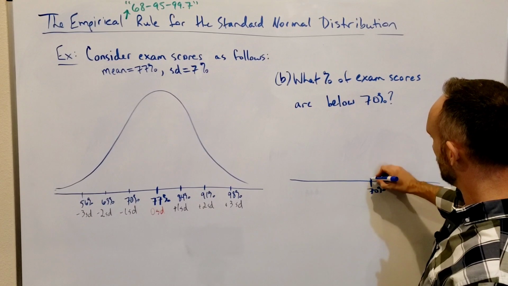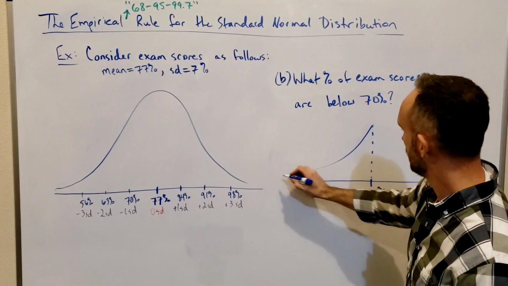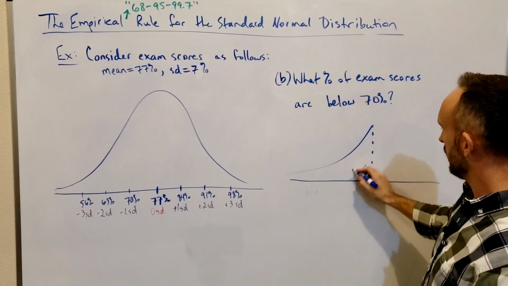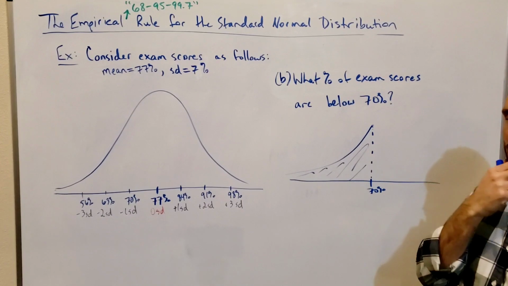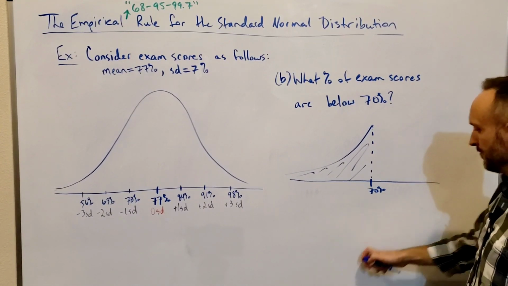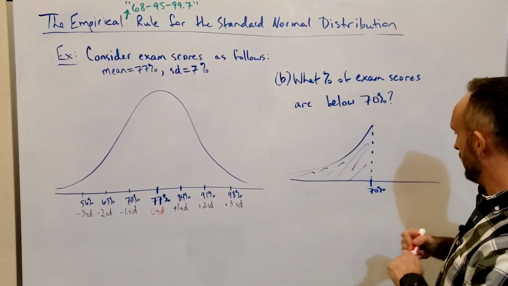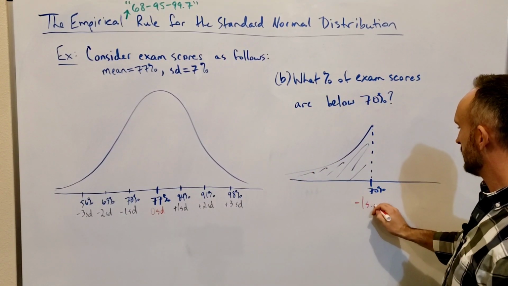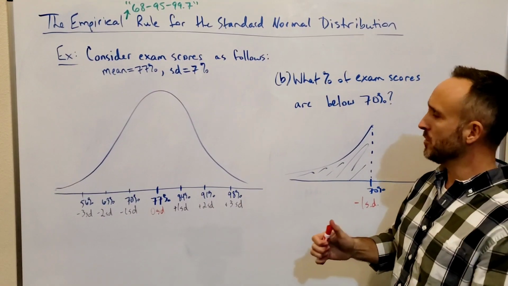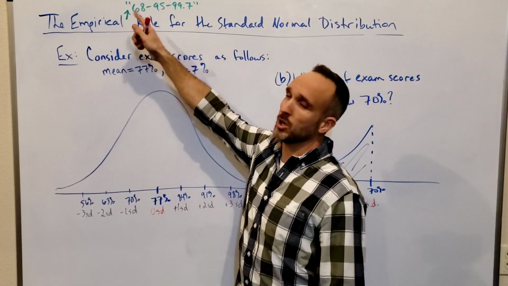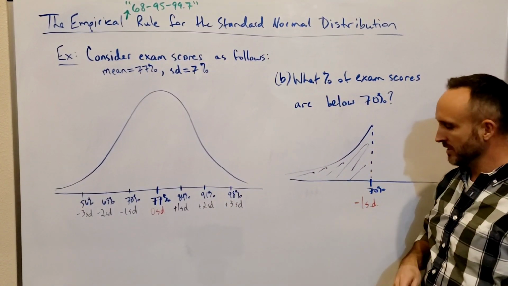So 70% is below the mean, so it might do this kind of thing. Right? Maybe, so we're wanting all of this. What's this percentage? Now, using the empirical rule directly won't work because 70% goes out to negative 1 standard deviation. So somehow I have to use the 68% mark of the empirical rule because that's the only number I have that involves 1 standard deviation.